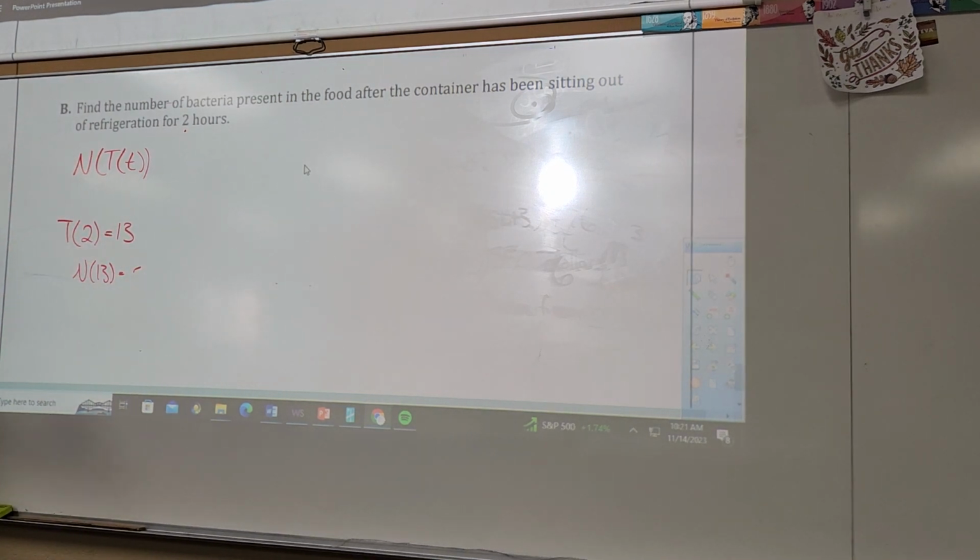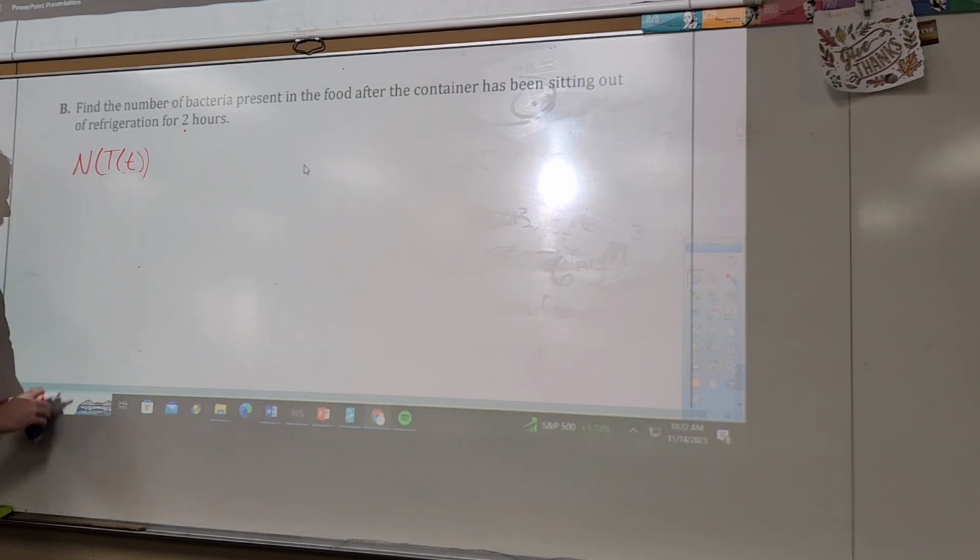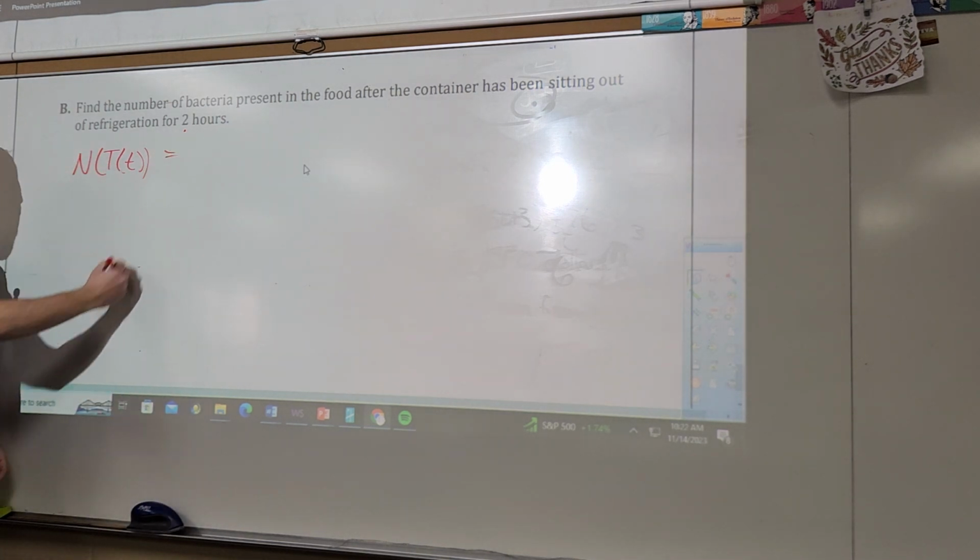If you don't want to make the equation, you could always just plug it into T, take that answer and plug it into N, like we've been doing, right? Like with the graphs and stuff. Find the answer of the inside, plug it into the outside to find the answer. But we have the equation, so why not use it, right?